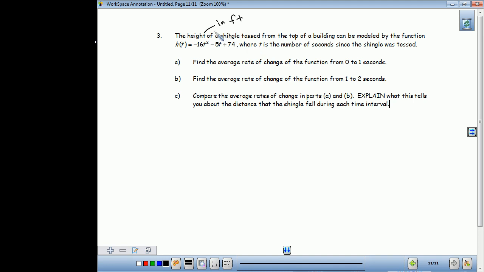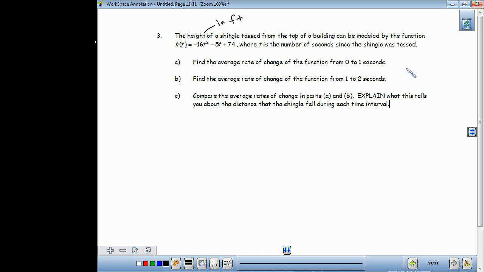Alright, now last problem. The height, and I should have written in here in feet, of a shingle tossed from the top of a building can be modeled by this function. The height with respect to time is equal to -16t squared minus 5t plus 74, where t represents the number of seconds since the shingle was tossed.